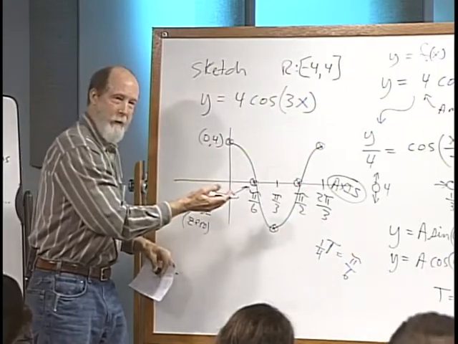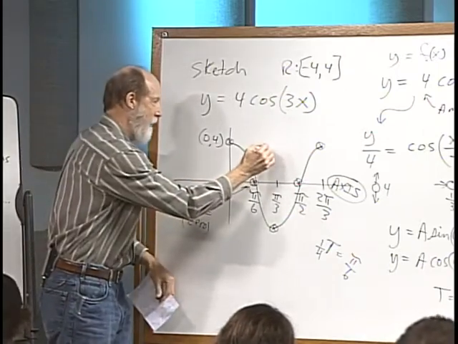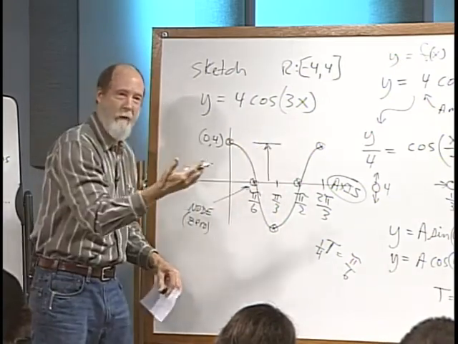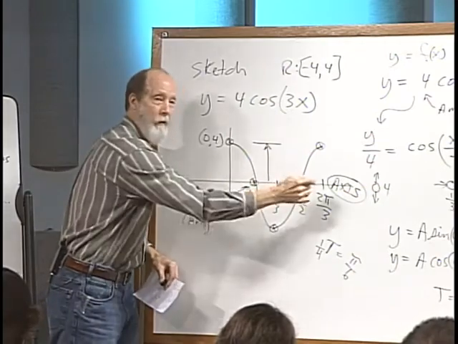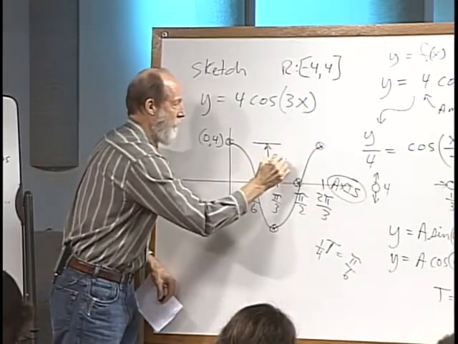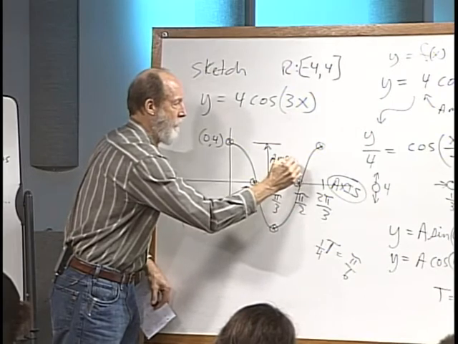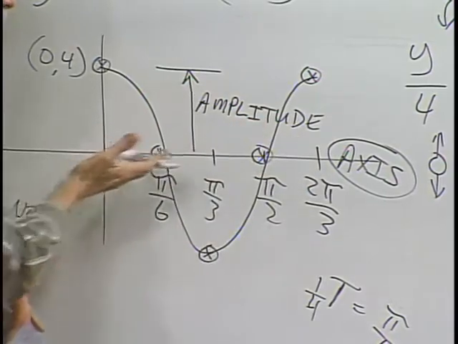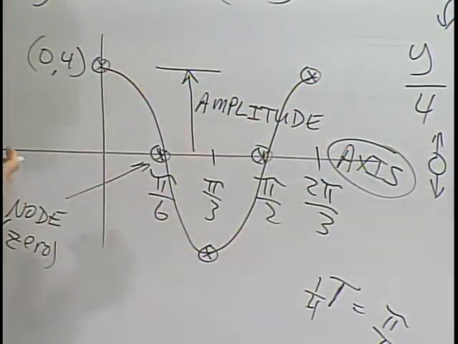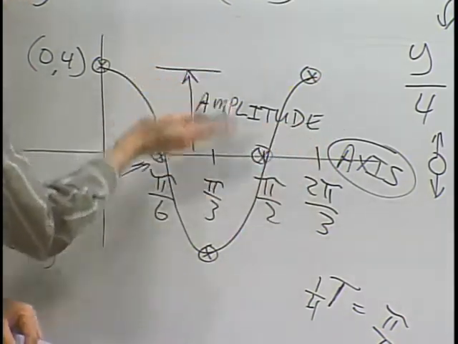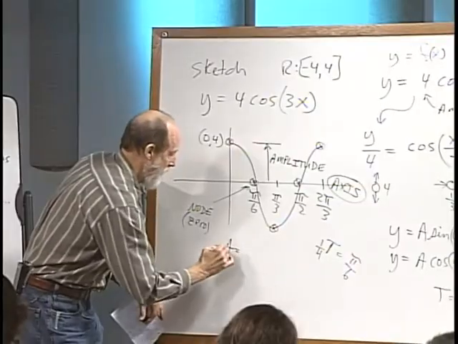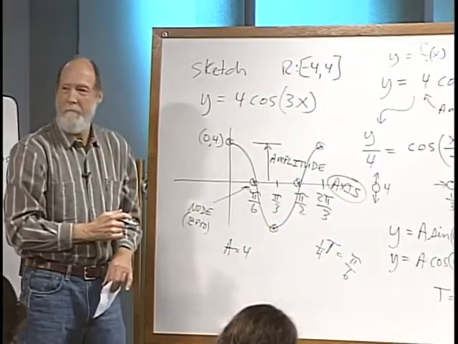The amplitude is the distance that a sinusoid can rise or fall from the axis. That's called the amplitude, and it's an absolute value. It's always positive. It's the distance from the axis, or the node line, to the crest or trough. In this case, the amplitude is 4. Okay?